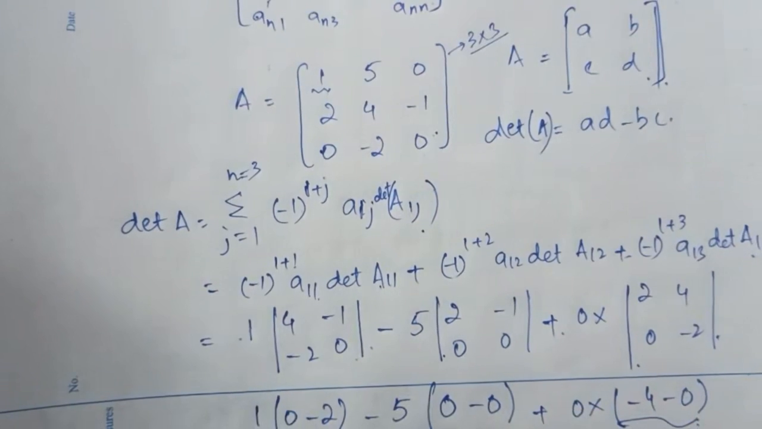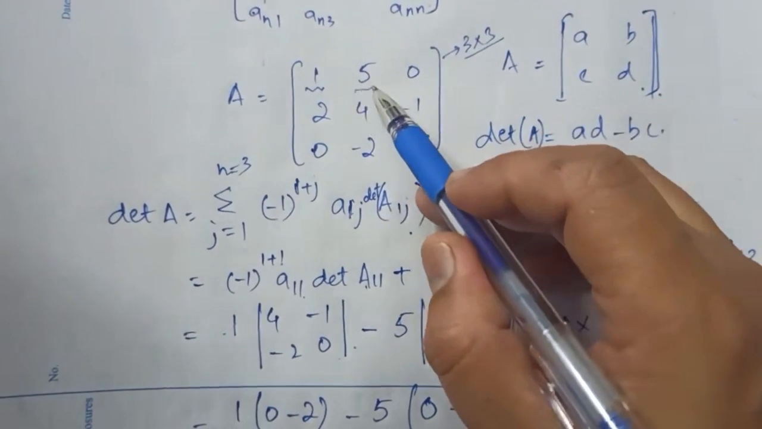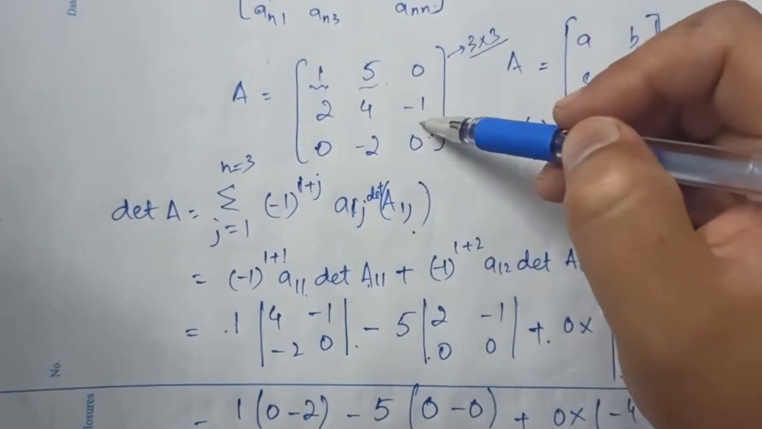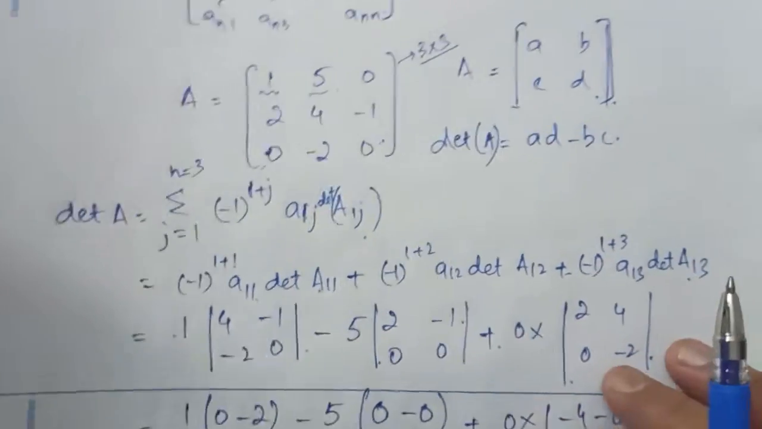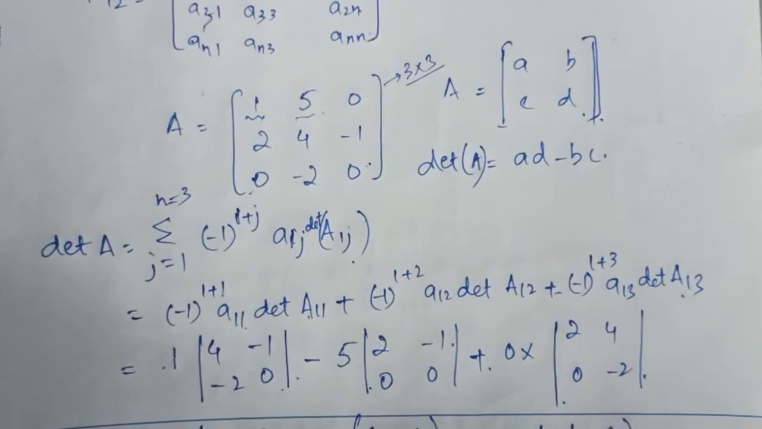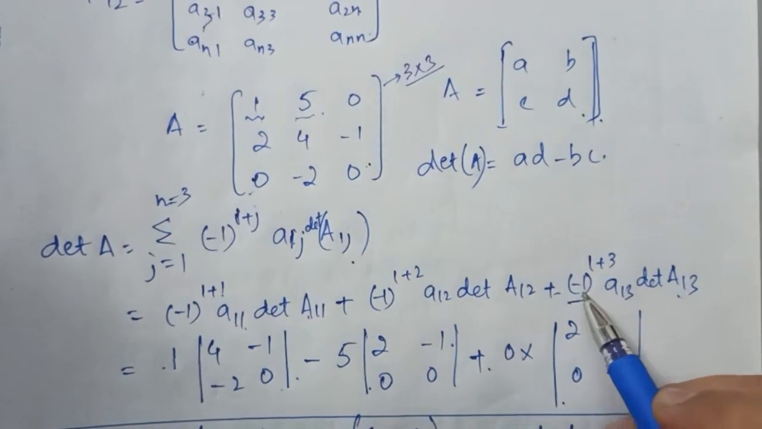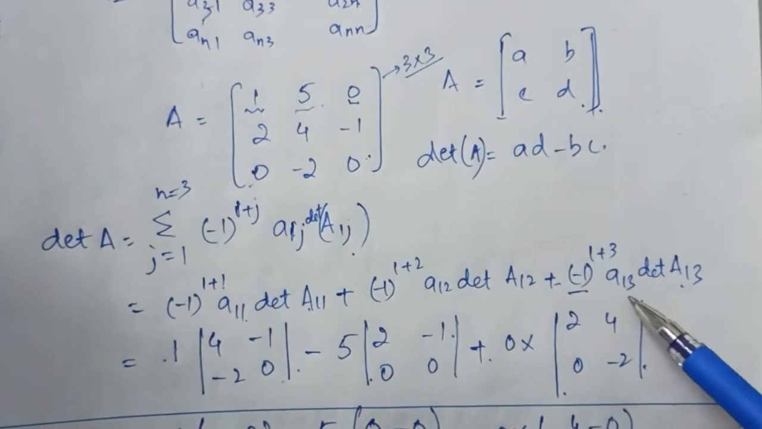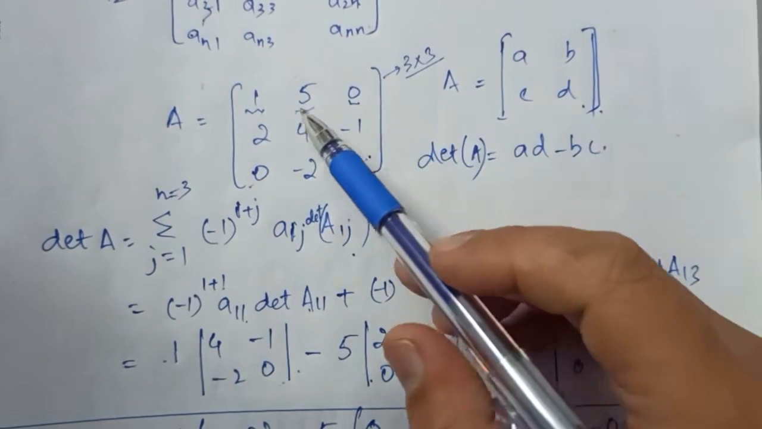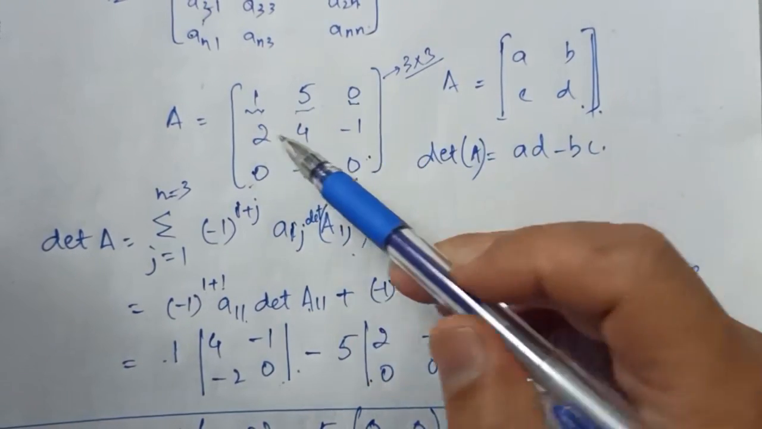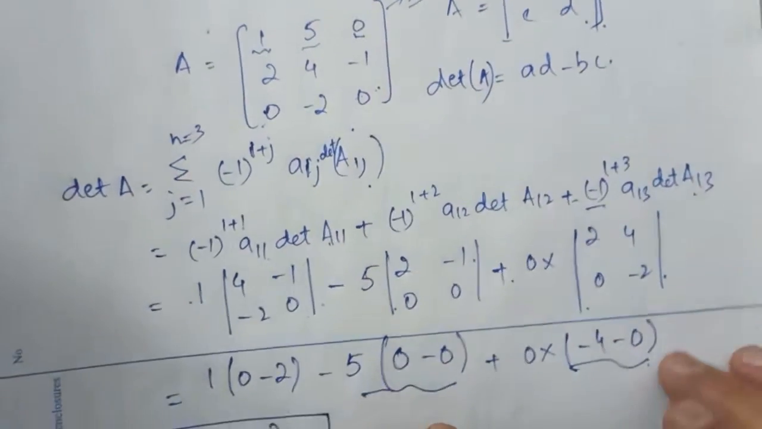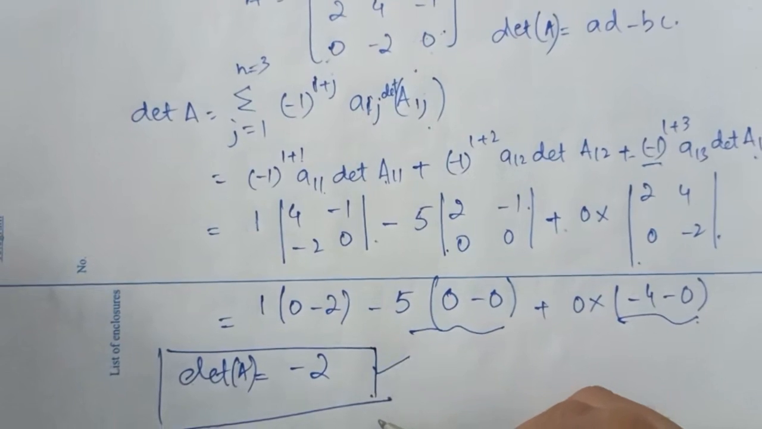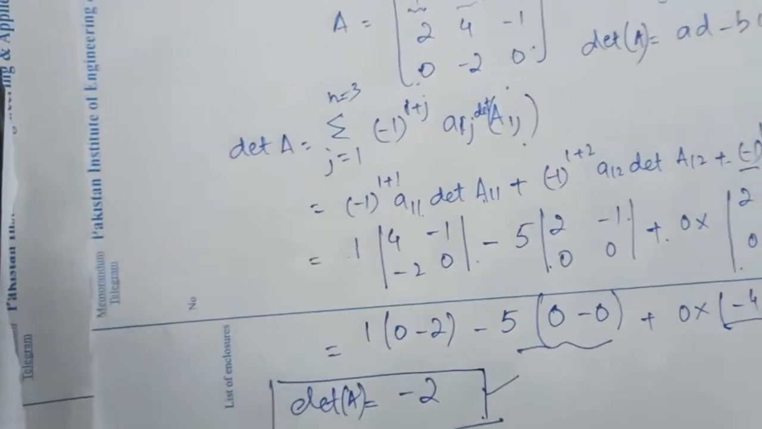Similarly, when you expand that, you find A12, and the determinant of A12 is reading first row, second column, which gives 2, -1, 0, 0, written over here. And again, A13, of course, there is (-1)^(1+3). A13 in this case is 0. You can see first row and third column, so you're left with 2, 4, 0 and -2. When you evaluate those, you'll find the determinant of this 3 by 3 matrix is equal to -2.